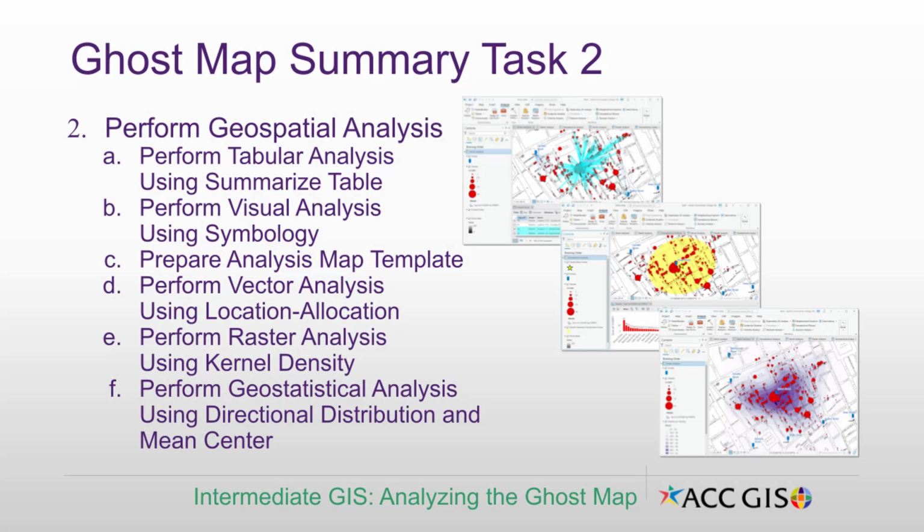In Summary Task 2, you'll perform geospatial analysis. First, you'll perform tabular analysis using summarized table, and then visual analysis using proportional symbology. Next, you'll prepare an analysis map template that you'll use to perform location allocation vector analysis, kernel density raster analysis, and directional distribution and mean center geostatistical analysis.